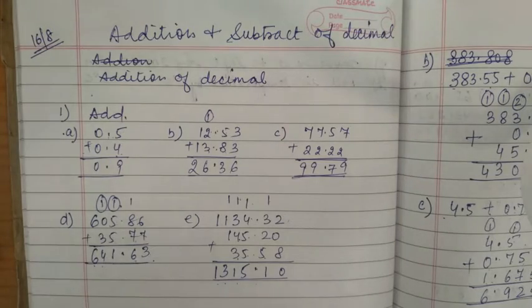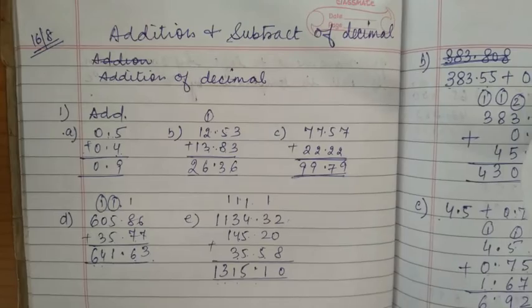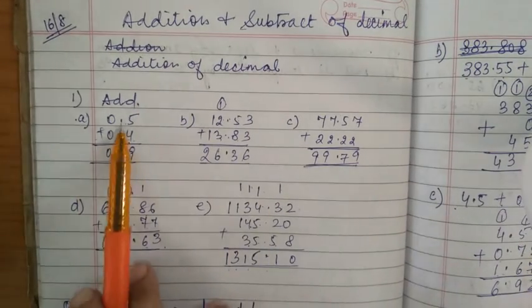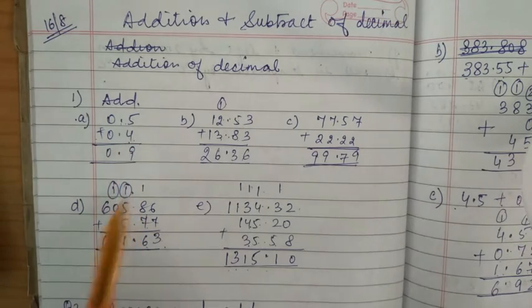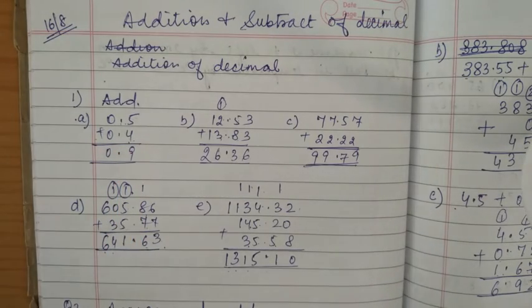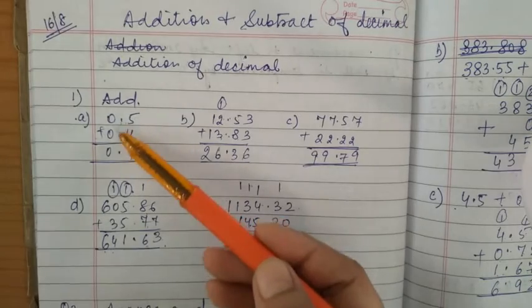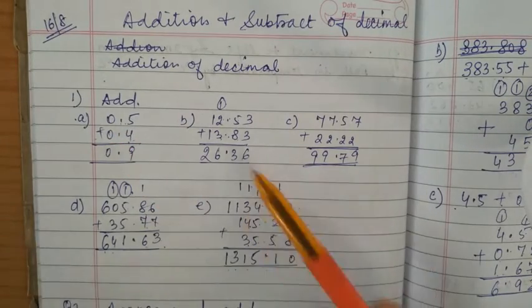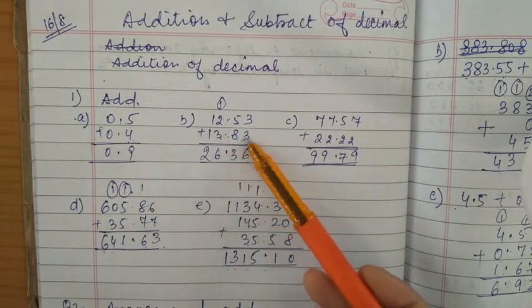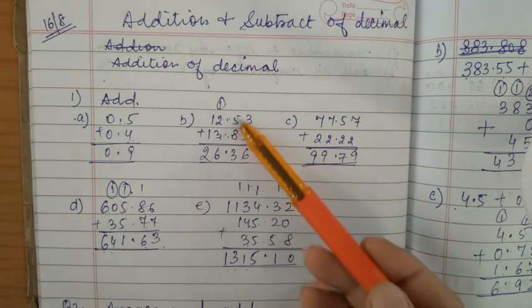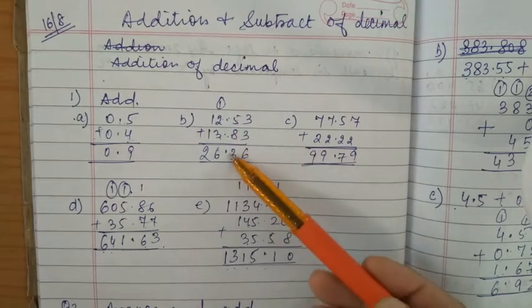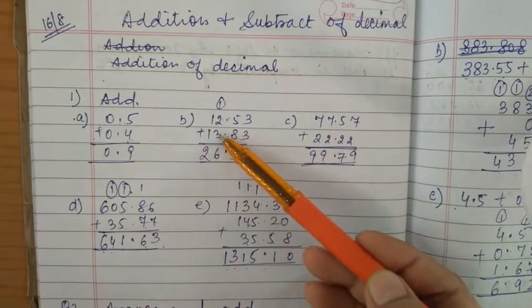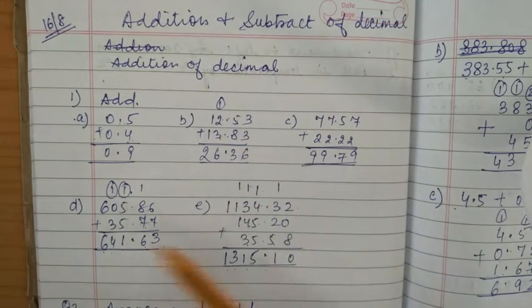Okay, now we'll start with the addition of decimal fraction. How to add decimal numbers. Okay, so here beta, simple addition is there, 0.5 plus 0.4. So simple addition is there. So 5 plus 4, 9, decimal, 0 plus 0, 0. 12.53 plus 1.3. Okay, 3 plus 3, 6, 8 plus 5, 13, 3. Carry over 1 here. So decimal, 1 plus 2, 3, 3 plus 3, 6, 1 plus 1, 2. Simple addition.